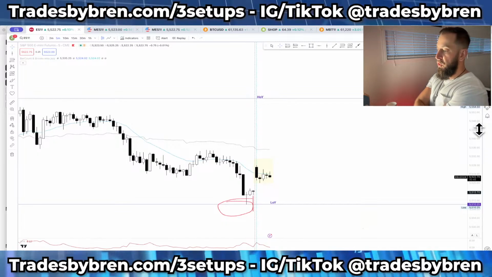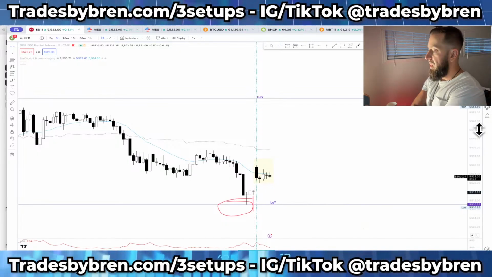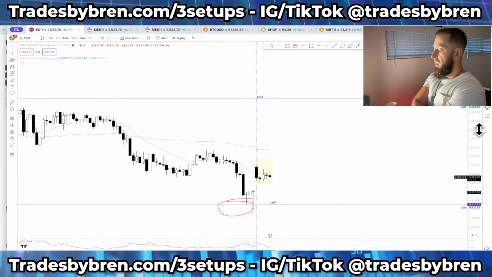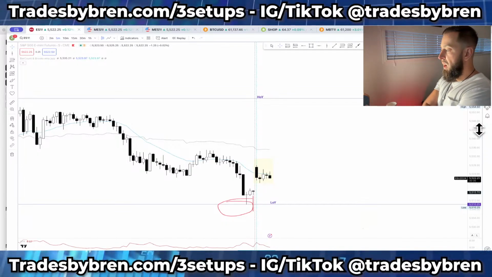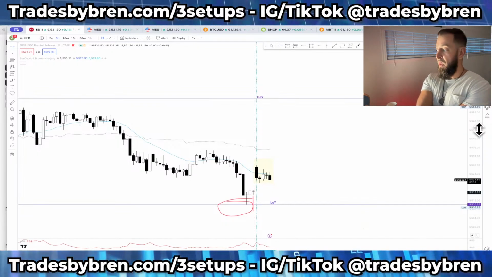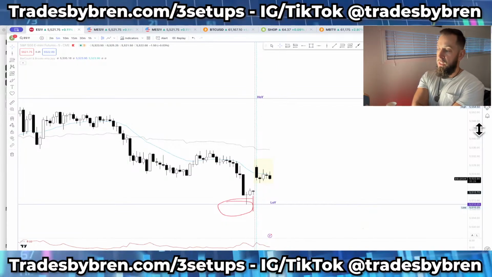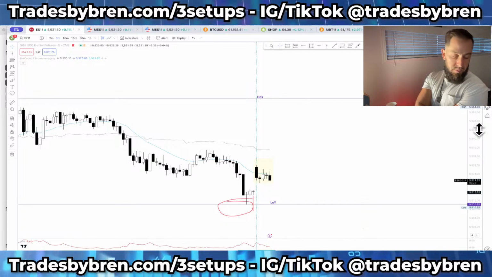Answer me in the chat. You see more candles above or below the moving average? Anybody can answer this one. Once again, just look at the chart. Tell me what you see, right? People are going to see different things sometimes. I think this one's pretty obvious, but you tell me what you see. Do you see more candles above or below the moving average?